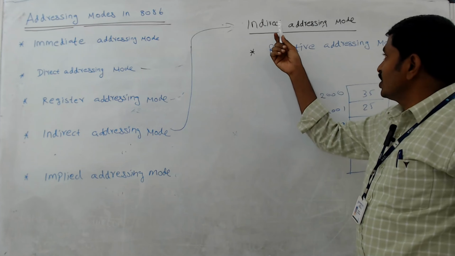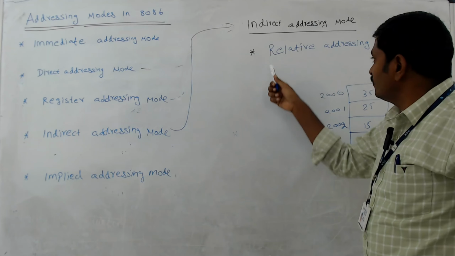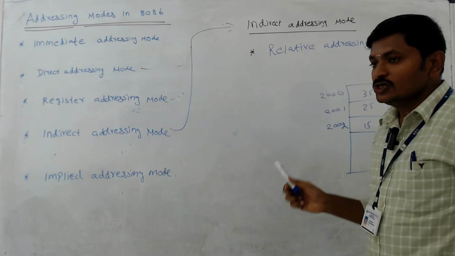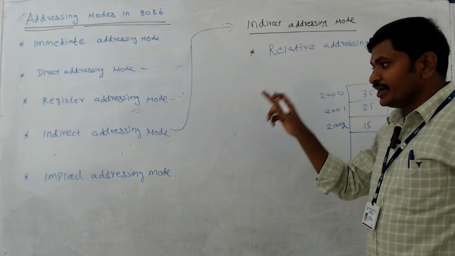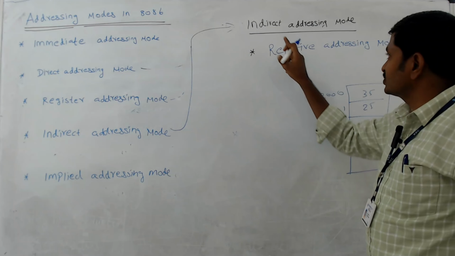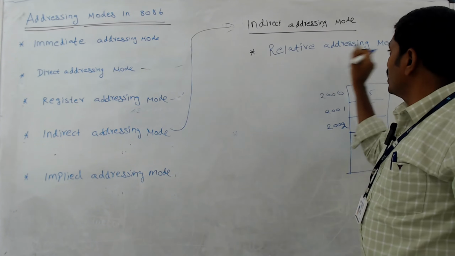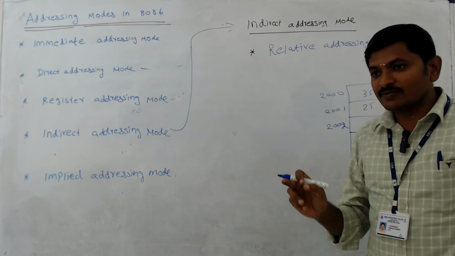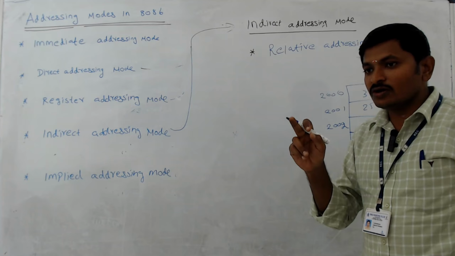The next one is, in the indirect addressing mode, we are going to see the relative addressing mode. I already told you in indirect addressing mode there are types available. One was register indirect. The next one was relative addressing mode. This relative addressing mode is nothing but register addressing mode.